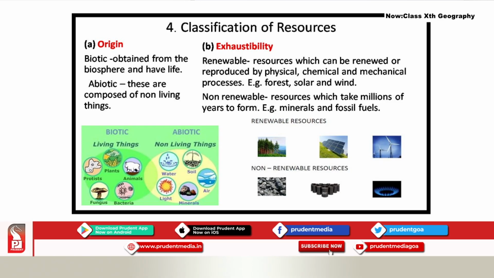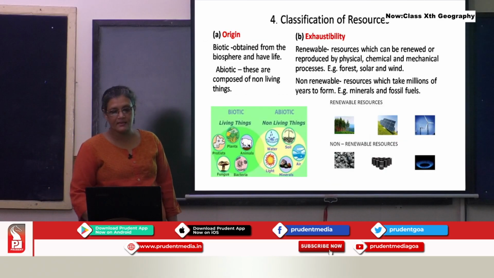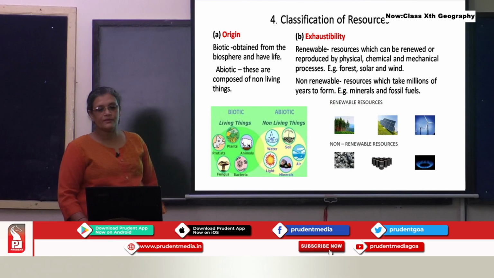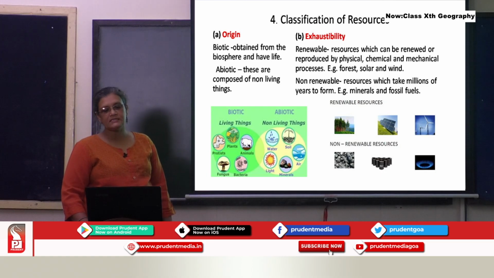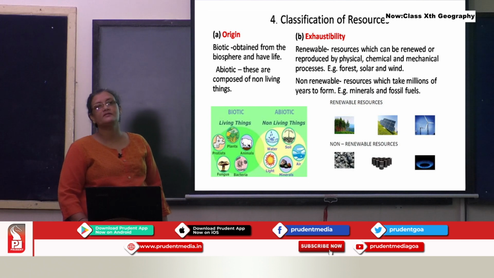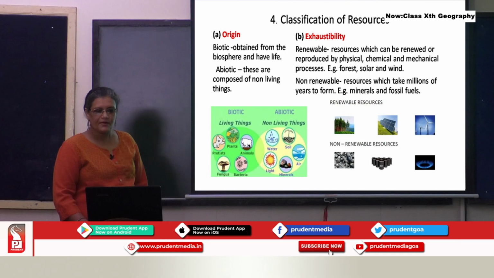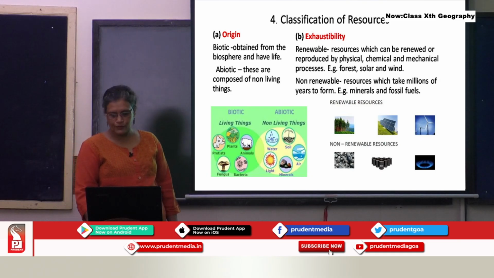Next is exhaustibility. Do they get over? Can they be renewed? Can we obtain them back again? You are not unfamiliar with these terms as well. Renewable resources are resources which can be renewed or reproduced by some physical, chemical or mechanical process. And non-renewable resources are the ones that take millions of years to form, a long geological period of time. So we have to be very judicious when we use these resources, like minerals and fossil fuels.